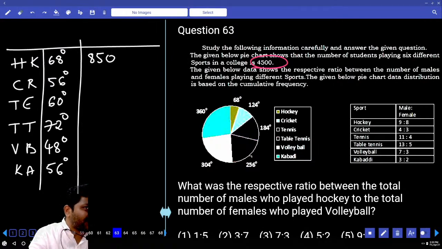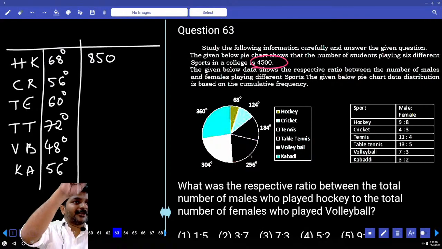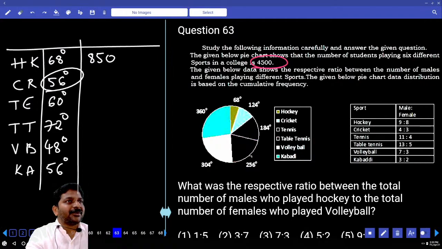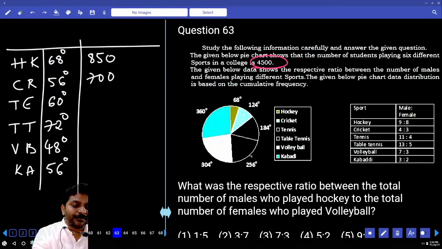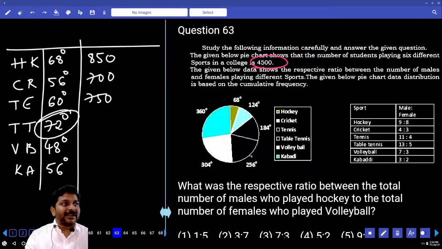Why are we adding 0? In 4500 one extra 0 is there, right? That one. 4 parts is equal to 56. 1 part 14. 5 times, 70. And then a 0. 60. 4 parts. 1 part 15. 5 parts. 75. And then a 0. Yes. 72 degrees. Now you can directly calculate 20%.